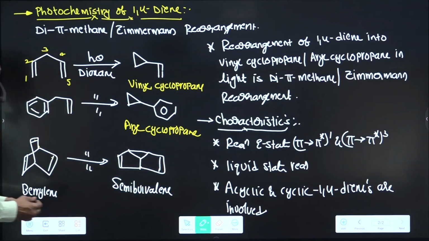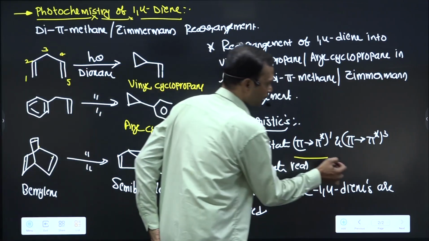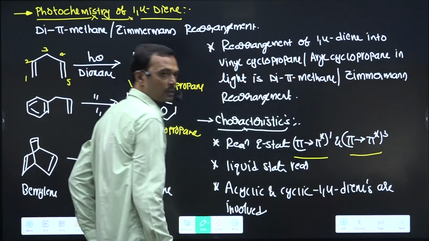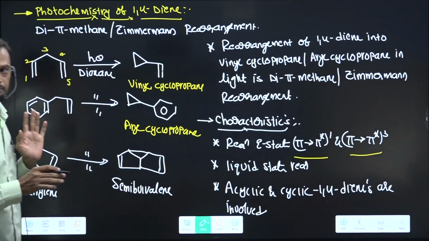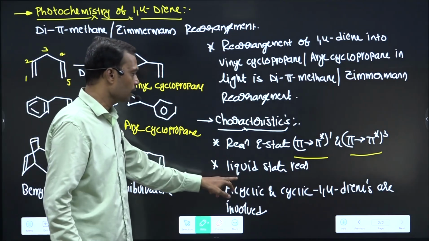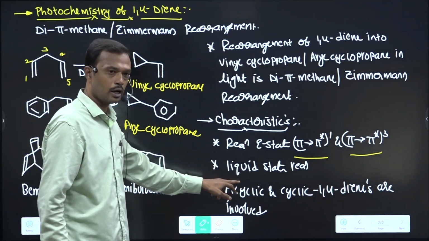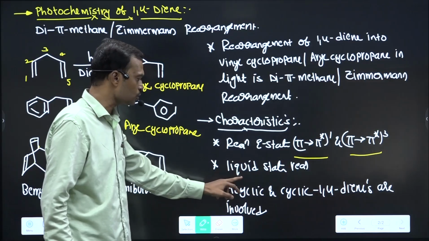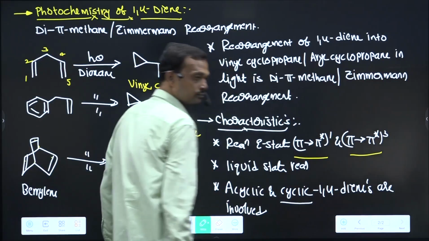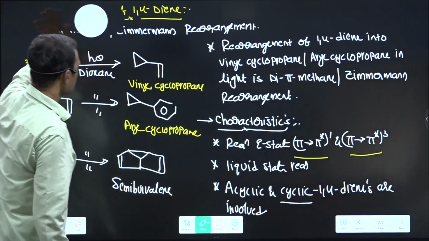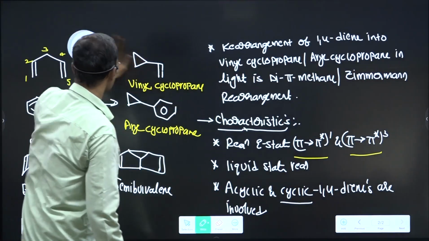Reaction excited state is pi-pi-star, direct or indirect. A triplet sensitizer is required for triplet. For pi-pi-star triplet, a triplet sensitizer is required. But the answer remains same. Liquid state reaction, aqueous state or complete liquid state or solution state reaction. Acyclic molecules, even cyclic molecules can be involved. Acyclic, cyclic molecules both are involved in Zimmermann rearrangement.